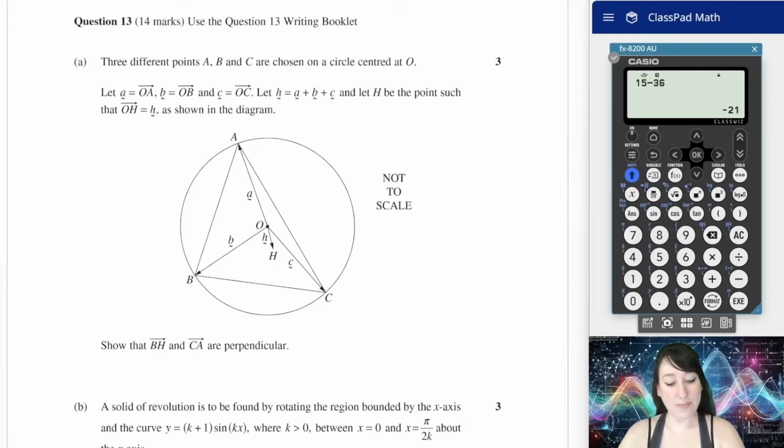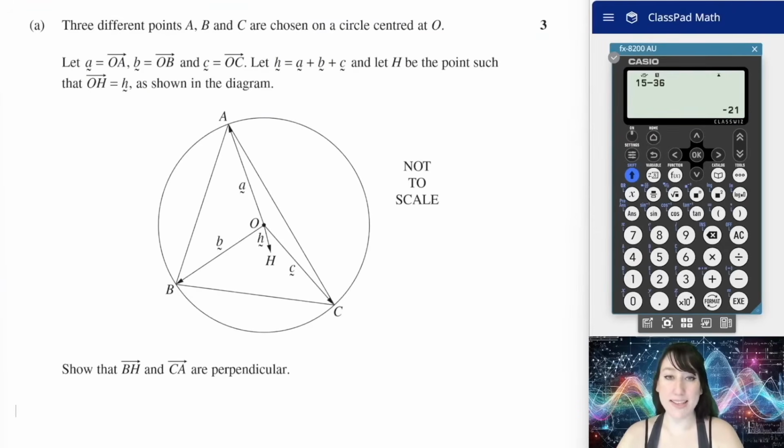Question 13a. 3 different points, A, B, and C, are chosen on a circle centered at O. Let vector A be OA, vector B be OB, and vector C be OC. Let vector H be A plus B plus C, and let H be the point such that OH is equal to vector H, as shown on the diagram. Show that BH and CA are perpendicular.